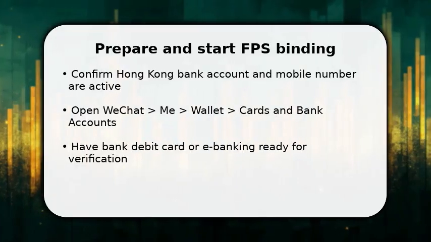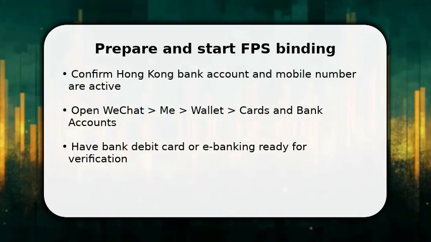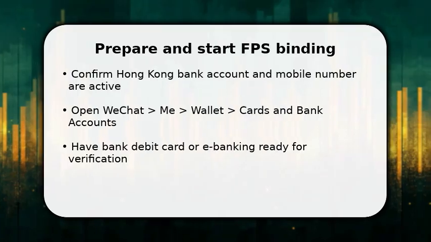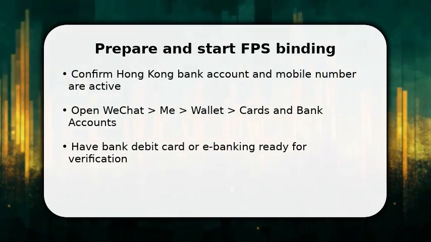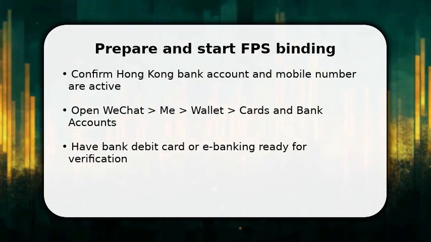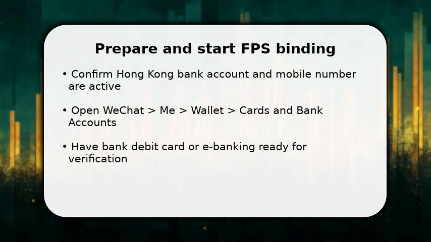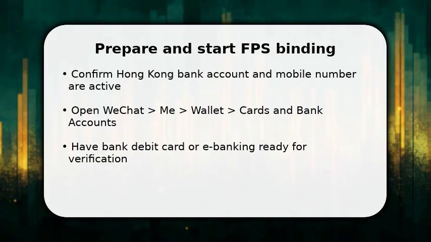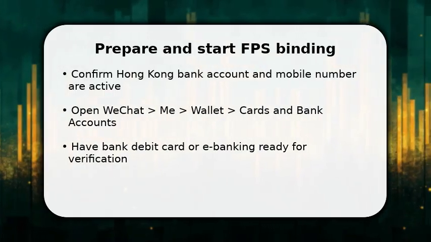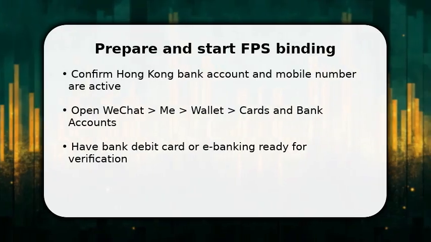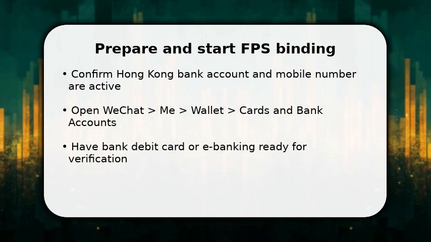You begin by confirming prerequisites: an HK bank account tied to your mobile number and WeChat updated to the latest version. Once ready, open WeChat, tap Me, then Wallet, and choose Cards and Bank Accounts to add a new link. Make sure your name, ID, and phone match bank records. Mismatches block registration. Enter your bank card details when prompted and allow WeChat to request an SMS code. This starts the FPS registration handshake with your bank so they can verify you.